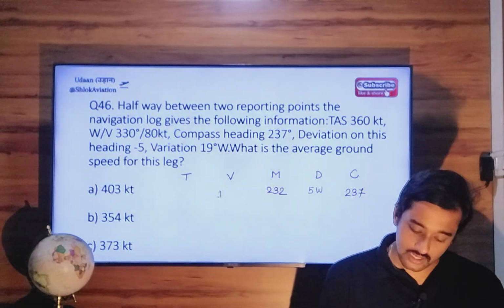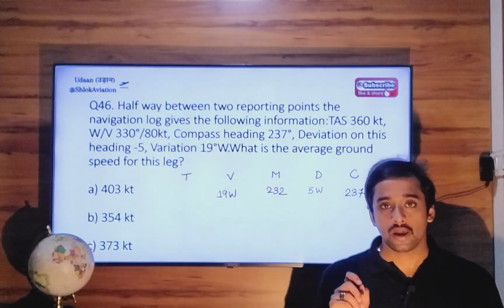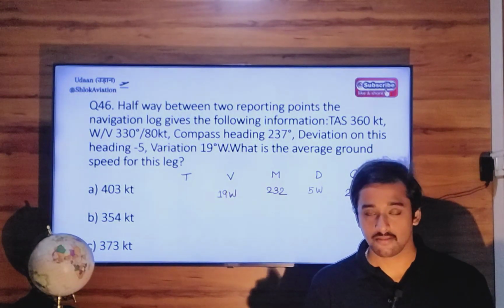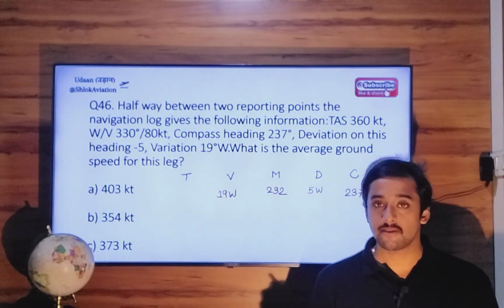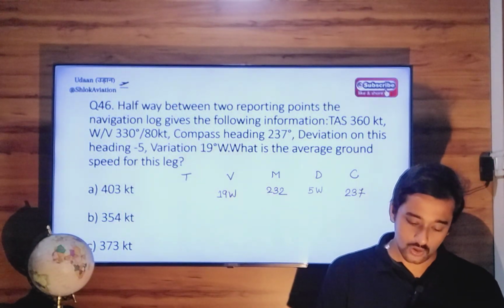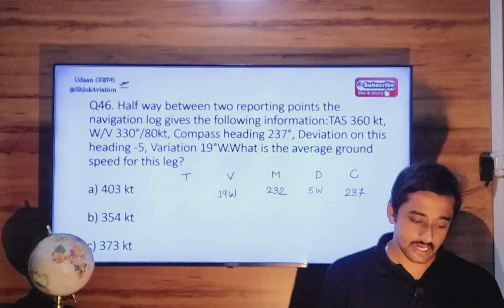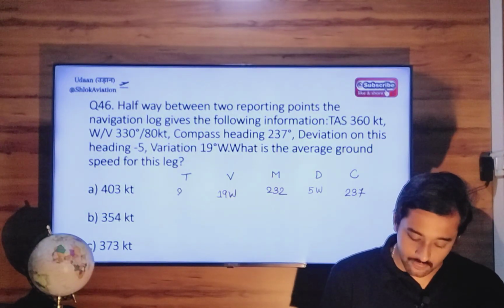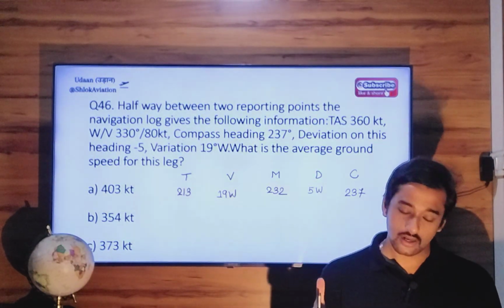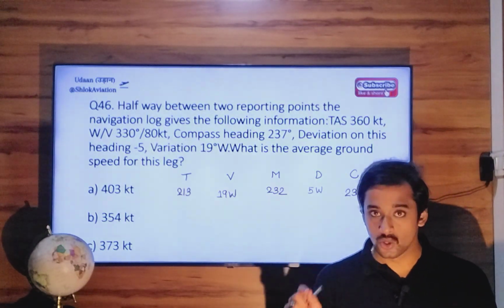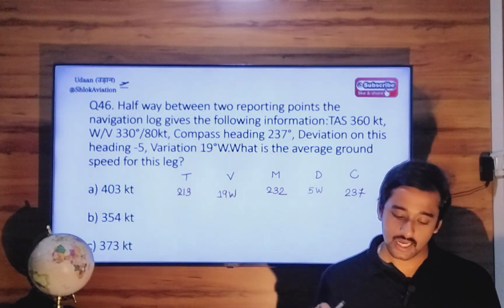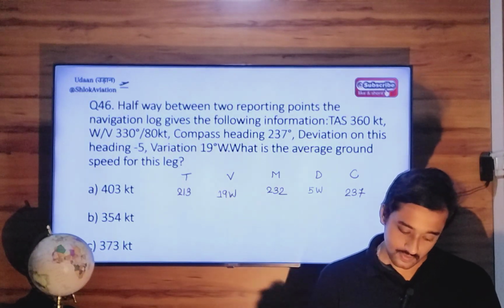Variation is 19 west. Again, variation west, magnetic best. Magnetic is to be more than true direction. So true will be less than magnetic. So 232 minus 19 is 213. So true heading 213, winds 330 degrees true at 80 knots, TAS 360 knots.